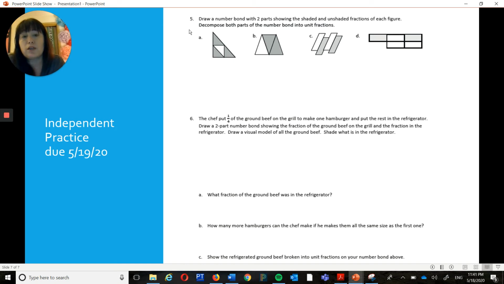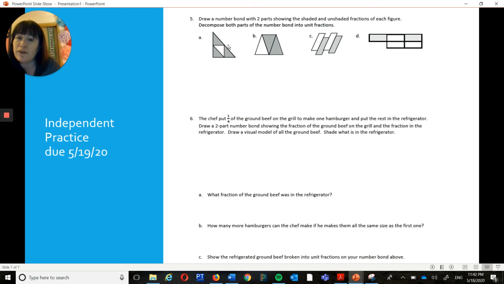5 says draw a number bond with 2 parts showing the shaded and unshaded fractions of each figure. Decompose both parts of the number bond into unit fractions. So you already have the fraction strip drawn for you. You have a portion of it shaded and a portion unshaded. It's asking you to now draw a number bond to decompose both parts. So in other words, you'll have 2 different legs coming off of your number bond. One will be for the shaded region and the other will be for the unshaded region.